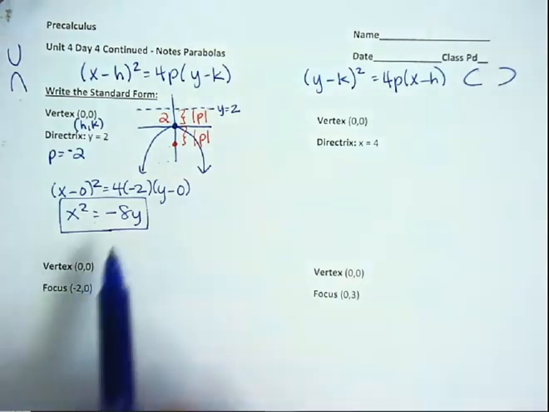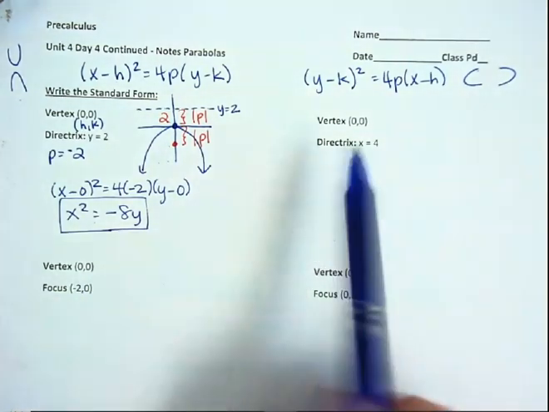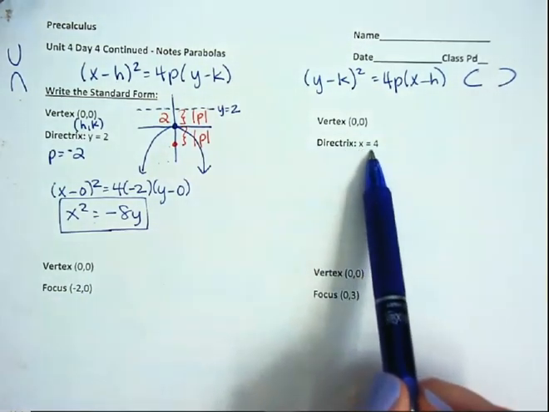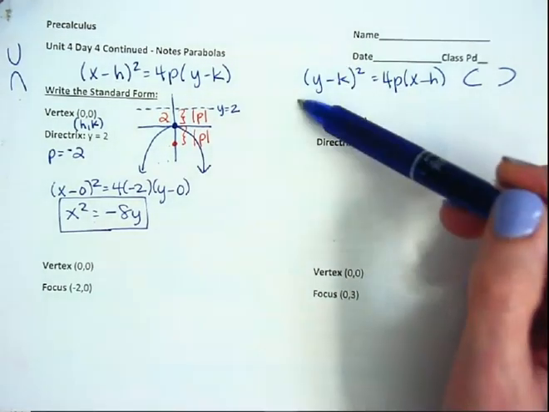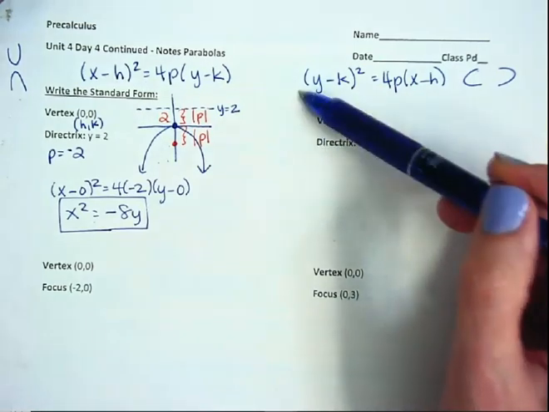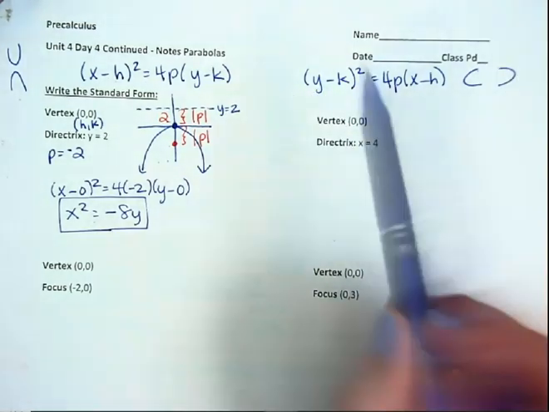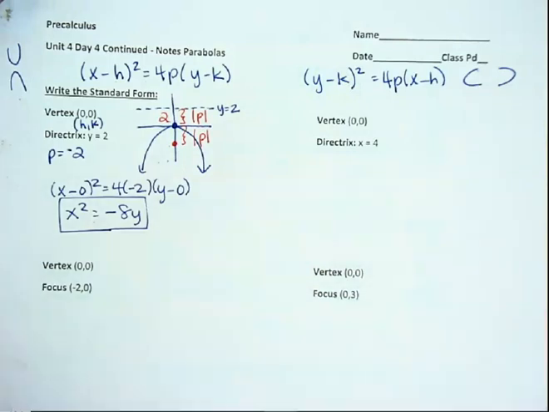So I want you to pause the video and try this next problem. Notice how the directrix is x equals 4. That's a vertical line through 4. So since our directrix is going up and down now, our parabola will be opening left or right, and we'll use this equation. So pause the video and try that.